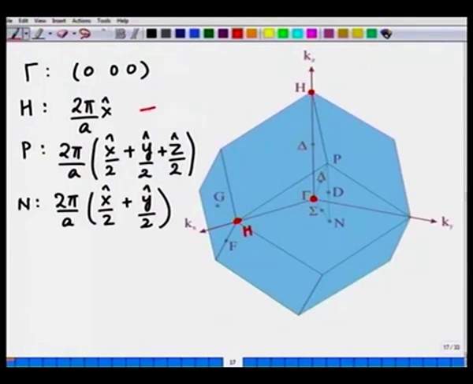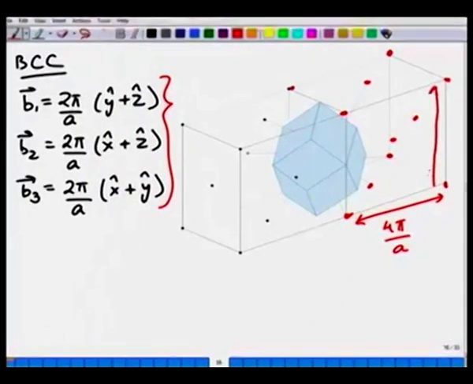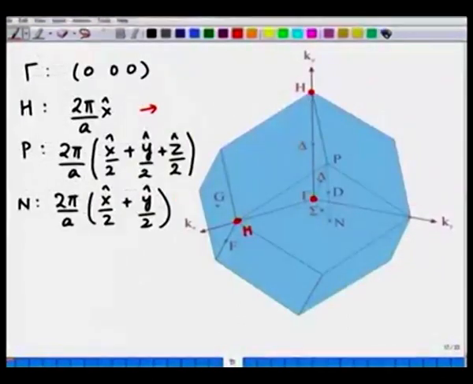So this H has been labeled as 2 pi by a x, but you are welcome to write it as 2 pi by a y, or 2 pi by a z. The periodicity of course again is 4 pi by a, which is the lattice parameter of this unit cell. Whichever way you choose, they are all equivalent points. Similarly, the point P is right here, whose coordinates are given here, you can verify yourself, and here is point N, which you can verify here.